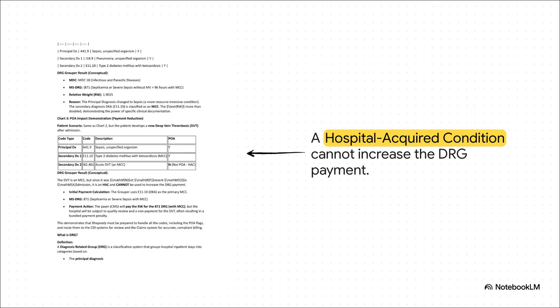Let's look at a real-world example of why POA matters so much. Say a patient develops an acute deep vein thrombosis, a DVT, after they're admitted. Now normally, a DVT is a high-weighted MCC, but because the POA indicator here is flagged as N for not present on admission, it immediately gets classified as a hospital-acquired condition, or HAC. Under Medicare rules, an HAC cannot be used to bump up the DRG payment. So what happens? The hospital has to absorb the entire cost of treating that DVT, they face a quality penalty, and they get absolutely zero additional reimbursement.